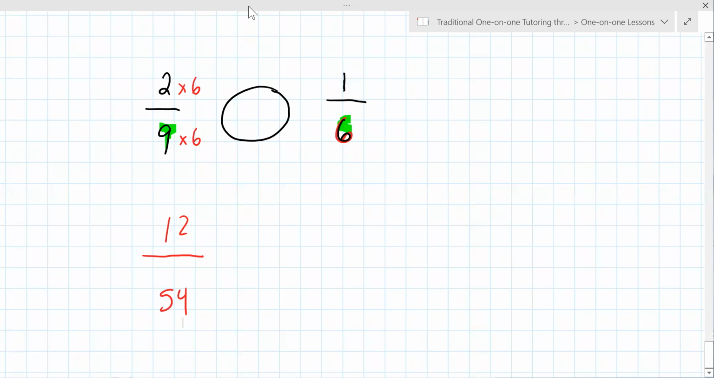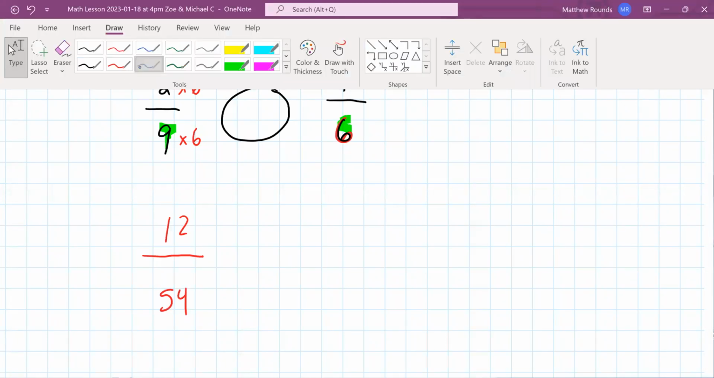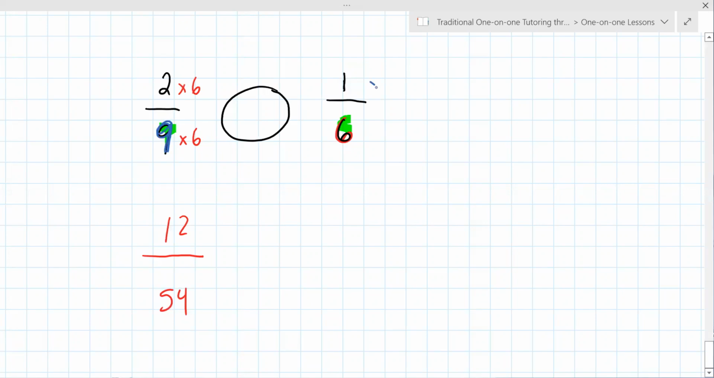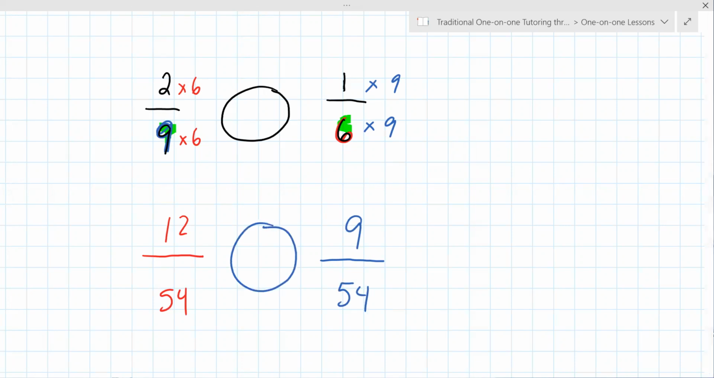Now the next step is you take the number on the bottom left, the 9, and multiply both of these numbers by 9. Can you tell me what that becomes? 1 times 9 is 9, and 6 times 9 is 54. Great. And then what is the symbol that goes in between them? Greater than. It is greater than, yeah.